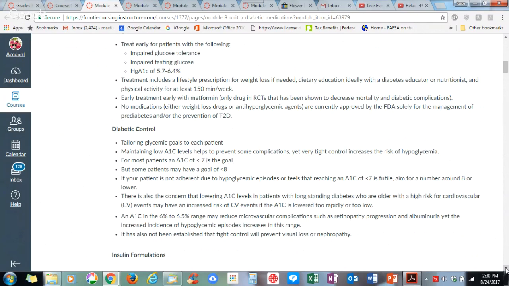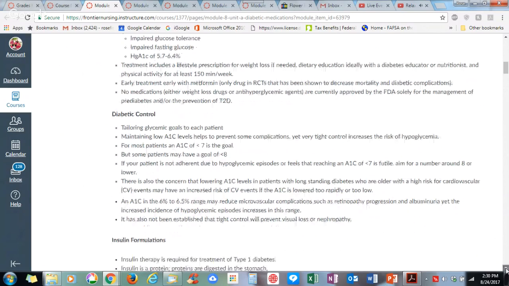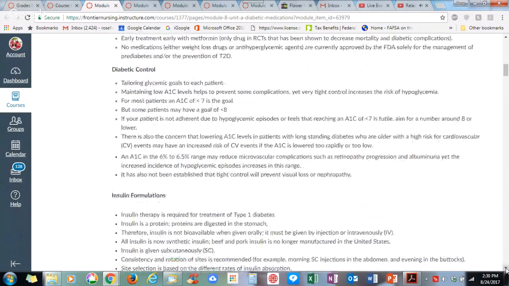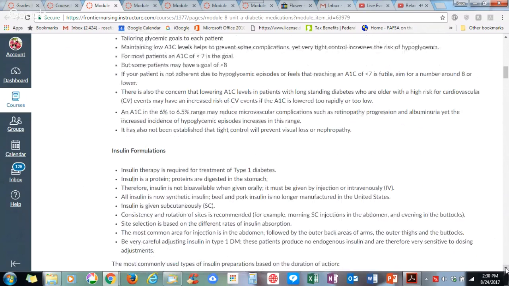Diabetic control means tailoring the glycemic goals to each patient. Maintaining low A1C levels helps to prevent some complications, yet very tight control increases the risk of hypoglycemia. For most patients, an A1C of less than 7 is the goal, but some patients may have a goal of less than 8. If your patient is not adherent due to hypoglycemic episodes or feels that reaching an A1C of less than 7 is futile, aim for a number around 8 or lower.